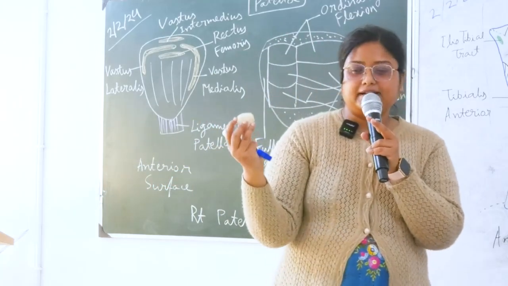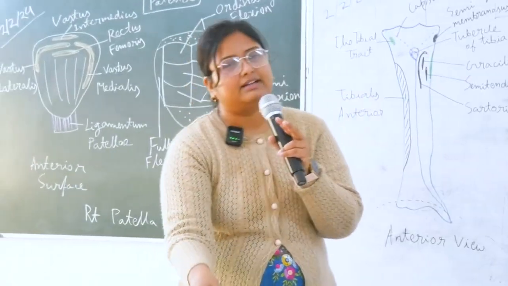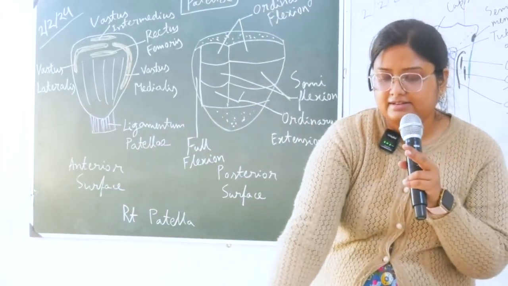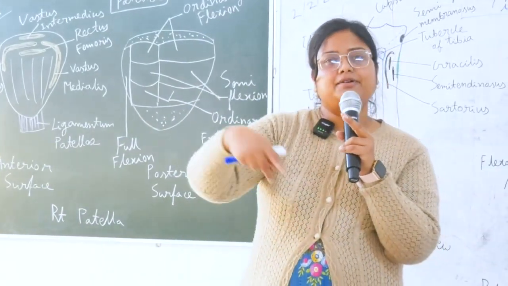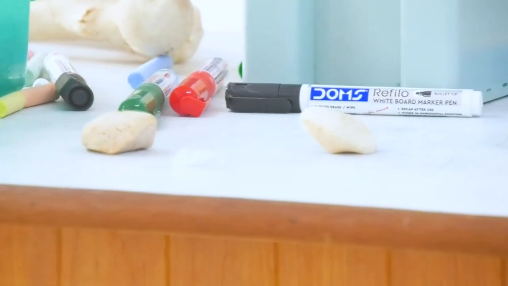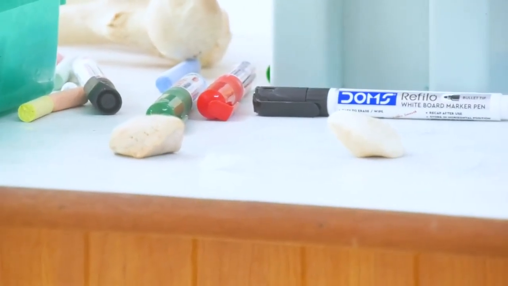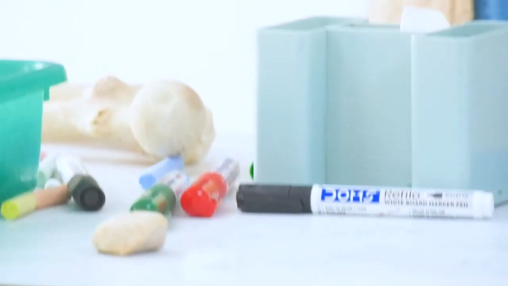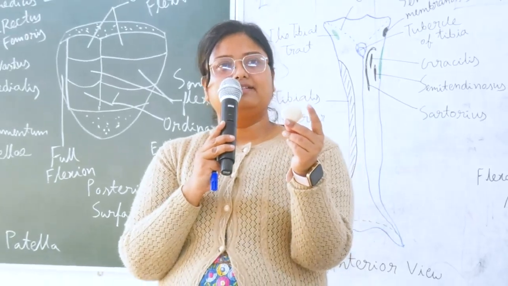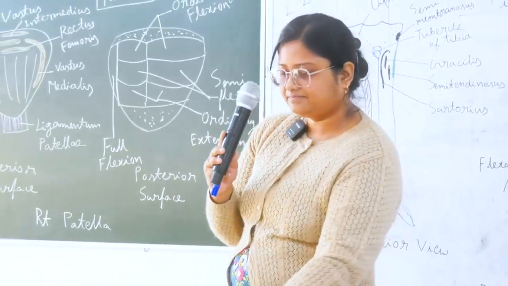So this is the right patella, it is tilting to the right side, and this is the left patella. You can see here, if you place the apex away from you on a flat surface, the patella will tilt to its own side. So this is the left patella. So you have to hold it with your left hand like this. This is the left patella, understood?